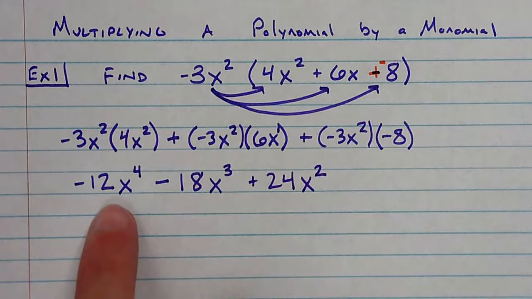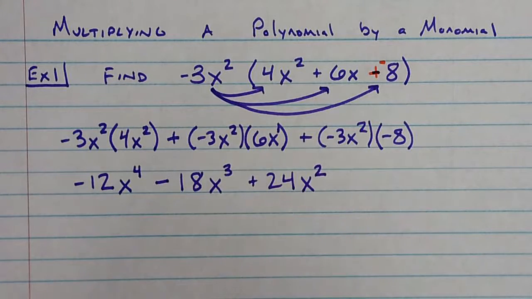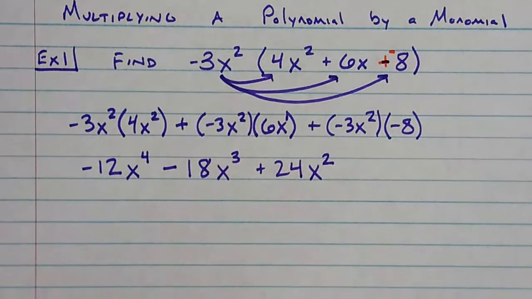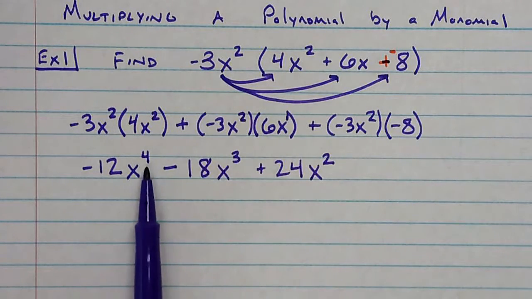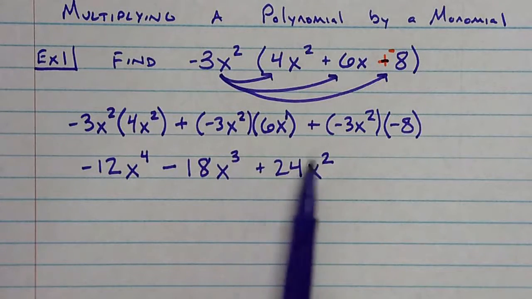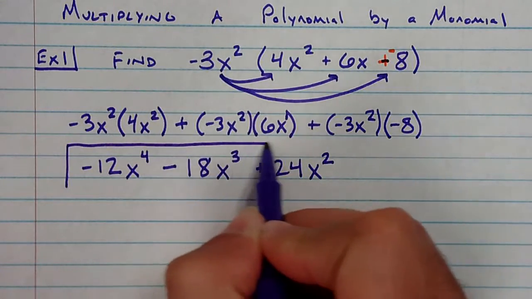Then I'm going to look, is there anything I can combine? I cannot. This is x to the fourth, x to the third, and x squared. I can't combine terms, so that would be my answer. I want them in a descending order, so I'm going to check for that. Looking at the exponents, 4, 3, 2. So that's going to be my final answer.